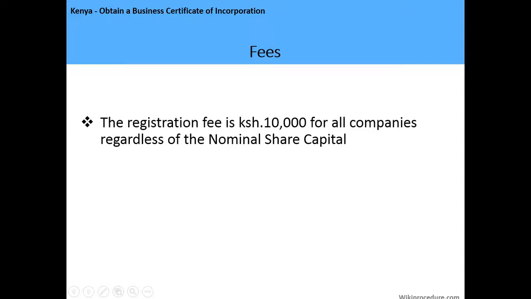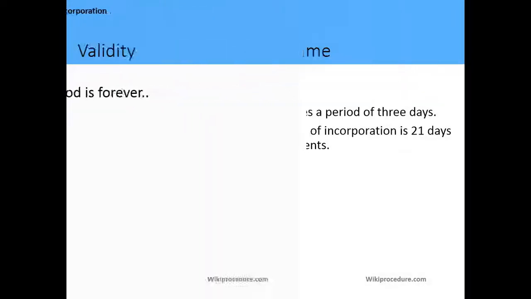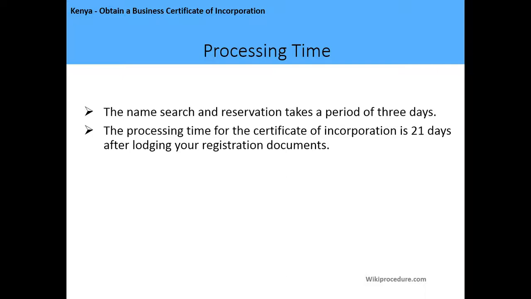The registration fee is 10,000 shillings for all companies, regardless of nominal share capital. The stamp duty fees were scrapped. Now only 10,000 is paid, regardless of the nominal share capital. The validity period is forever. For the processing time, the name search and reservation takes a period of 3 days, and you pay 150 shillings if you use the e-citizen service. If you go to the registrar of companies, you're going to pay 100 shillings. The processing time for the certificate of incorporation is 21 days after lodging your registration documents.